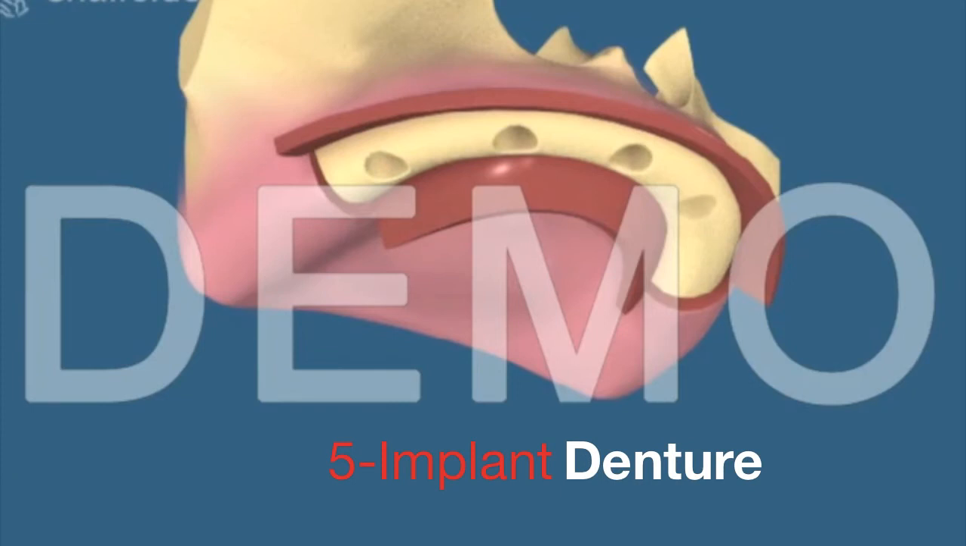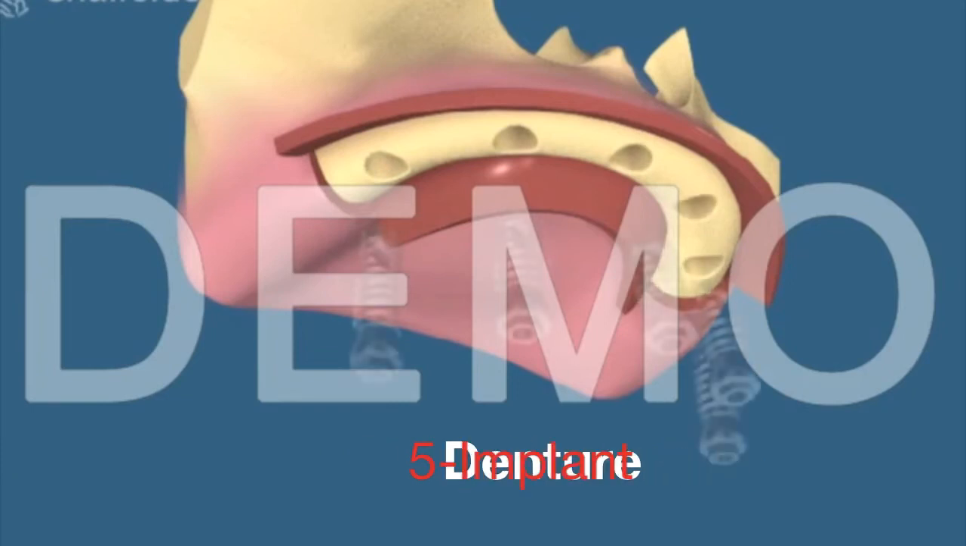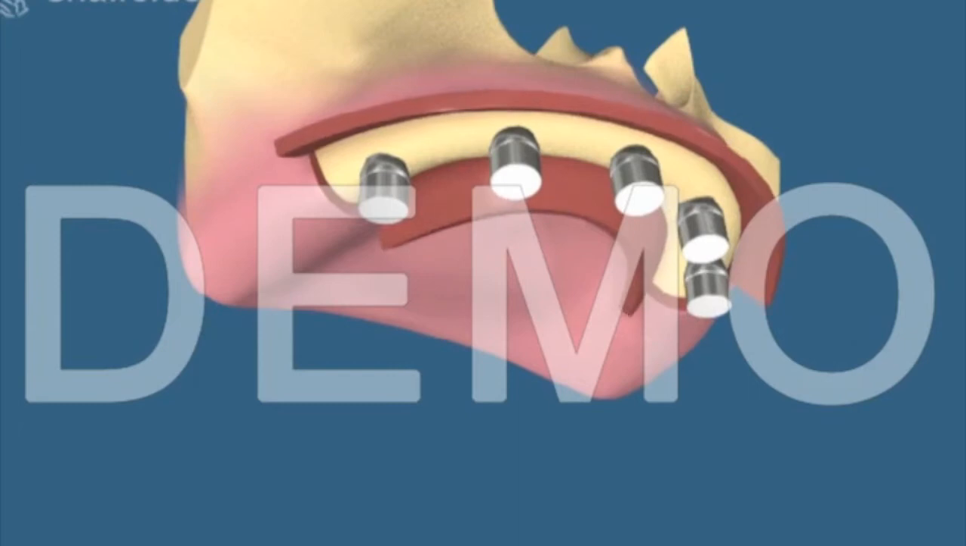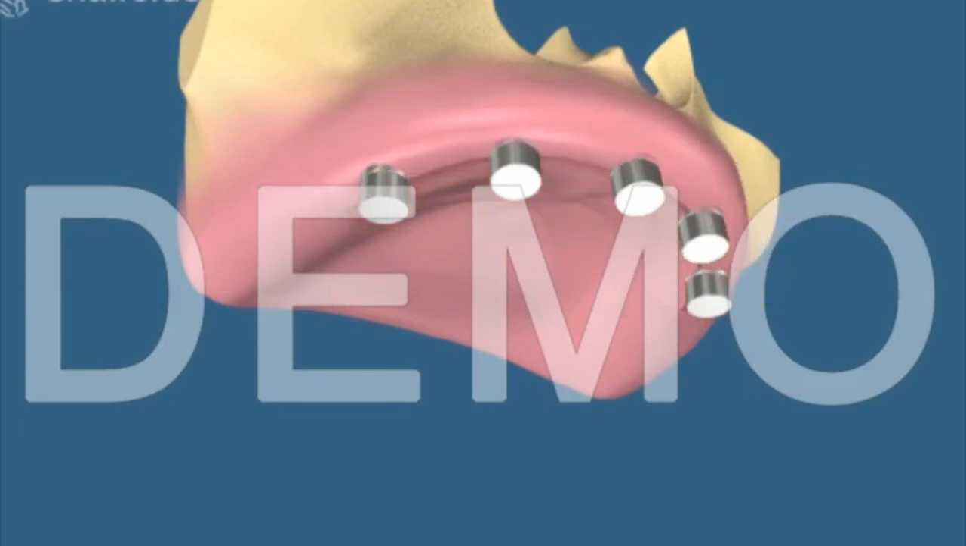The surgical treatment involves retracting the gums and placing 5 to 7 implants in the remaining bone along with the healing caps. The gums are repositioned and sutured into place. The sutures are removed or they will dissolve.